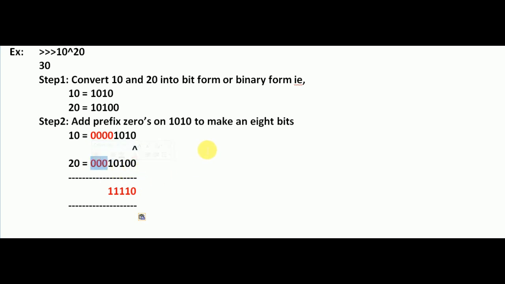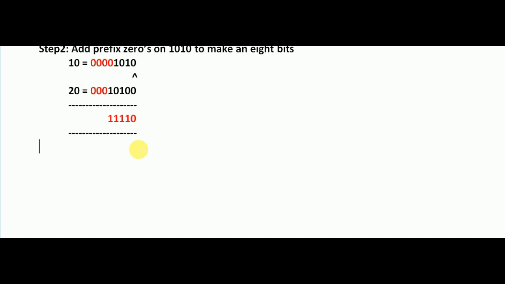Now we make the XORing. This is the symbol of the XOR operator. So in XOR, we just get the resultant value. Now we have the next step.